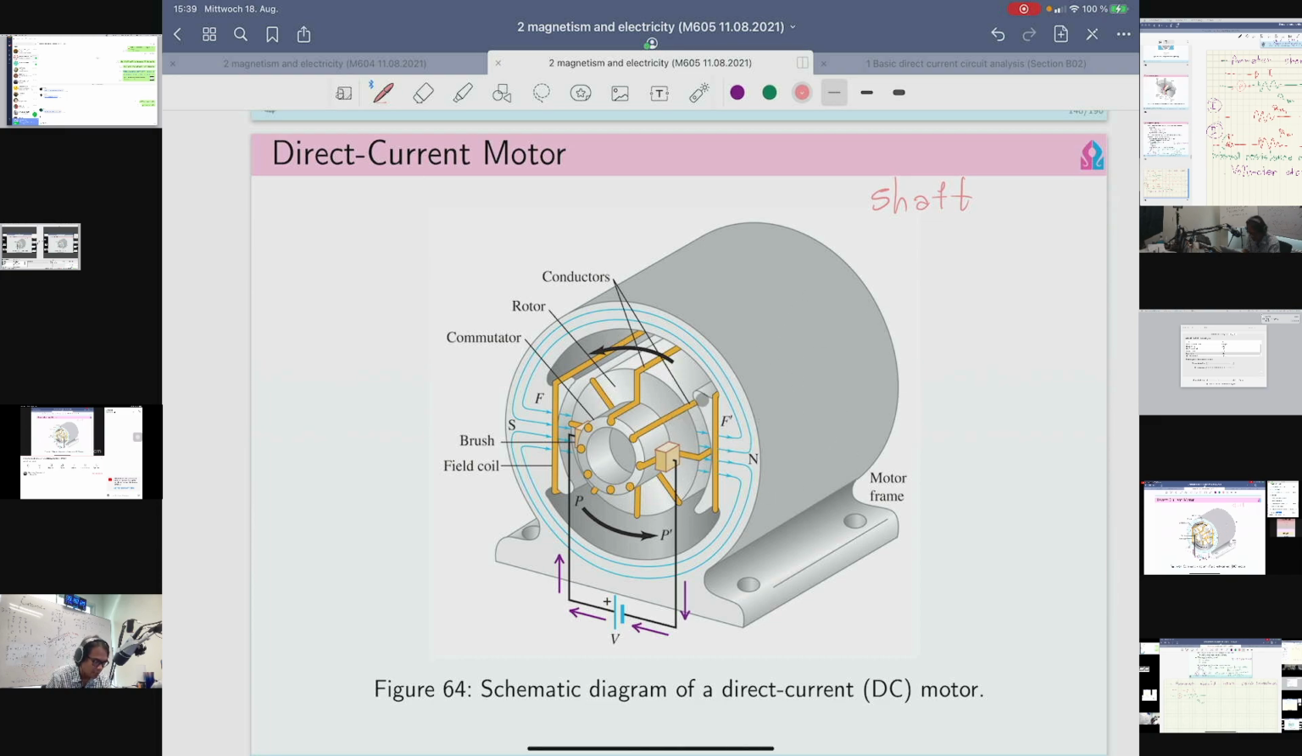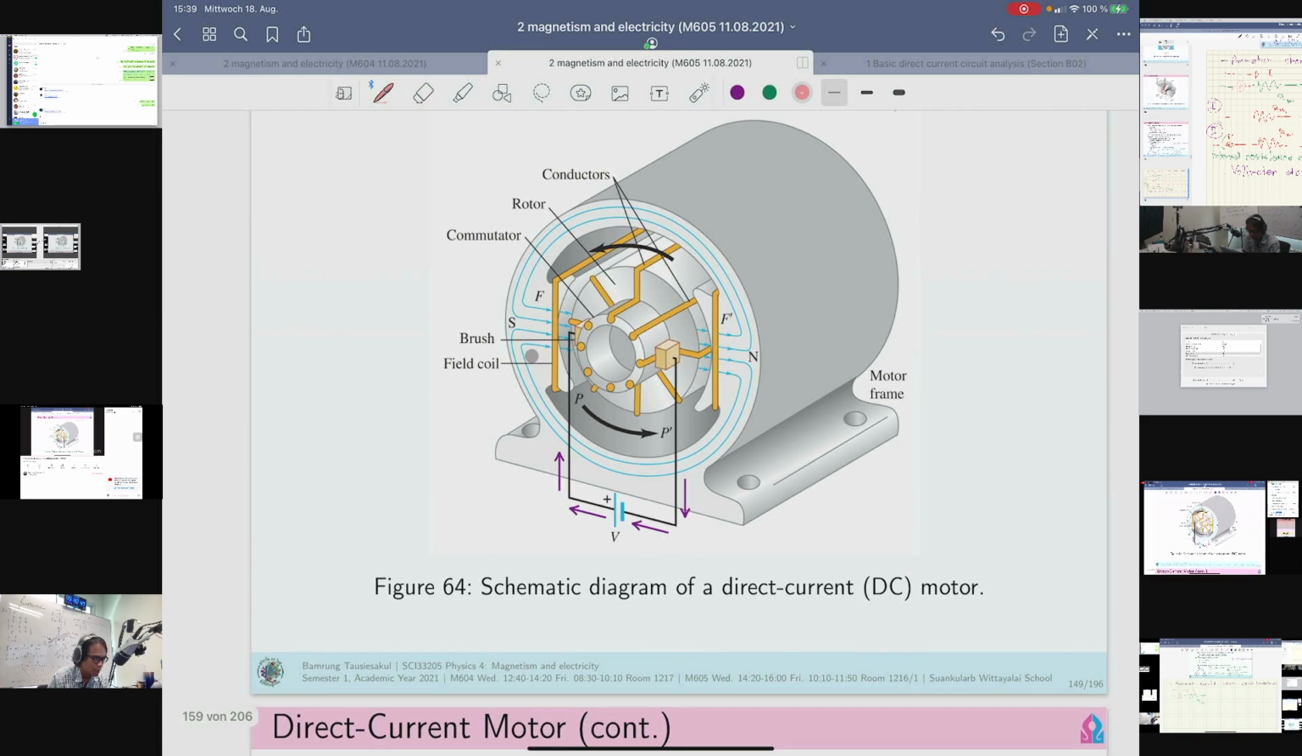And here is another winding, and we have to let the current flow separately into these two coils so that it will generate the magnetic field from left to right. The magnetic field starts from south to north.